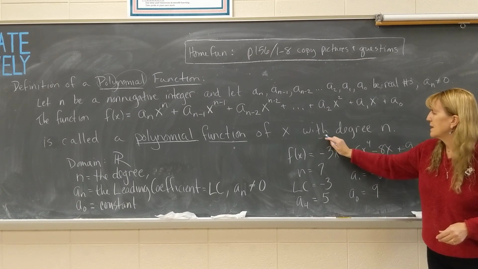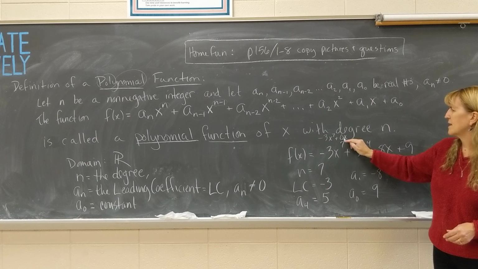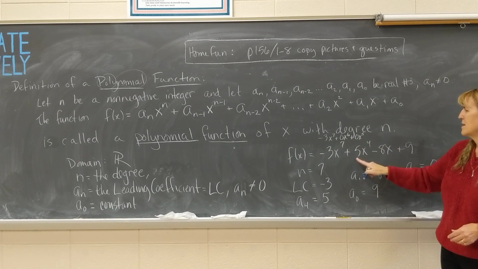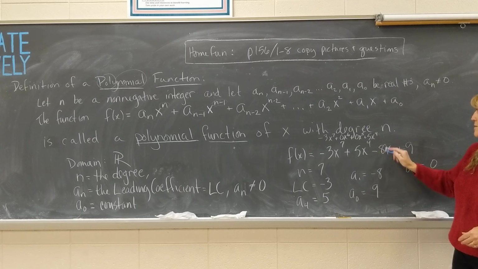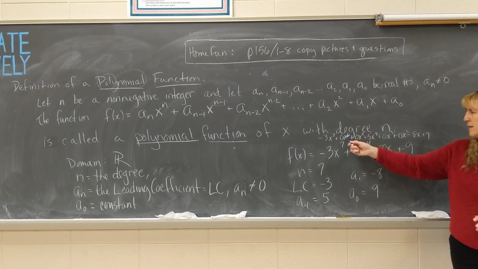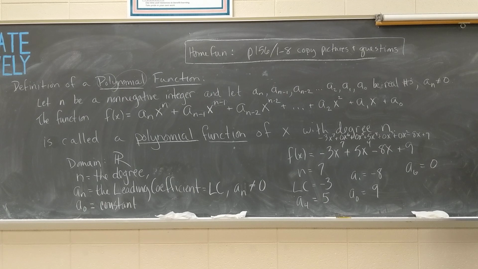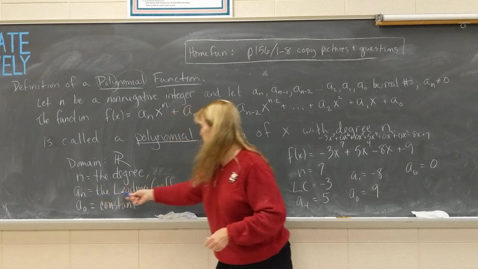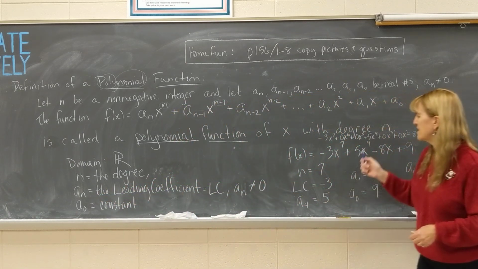Good question. But wouldn't I have to write negative 3x to the 7th plus 0x to the 6th plus 0x to the 5th plus 5x to the 4th, plus 0x cubed plus 0x squared minus 8x plus 9, if I wanted to see each and every term from the beginning to the end, like I were doing a long division problem? Then that coefficient attached to the exponent of 6, right here, would have to be 0. Good? Okay. This a sub n, meaning the leading coefficient not equaling 0, doesn't mean the other ones can't equal 0.